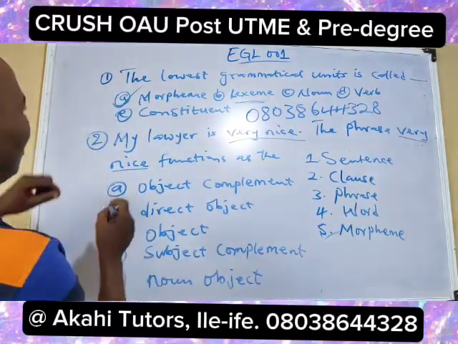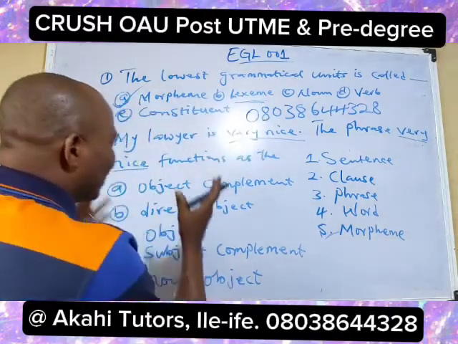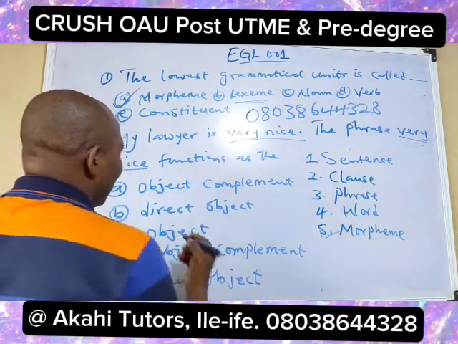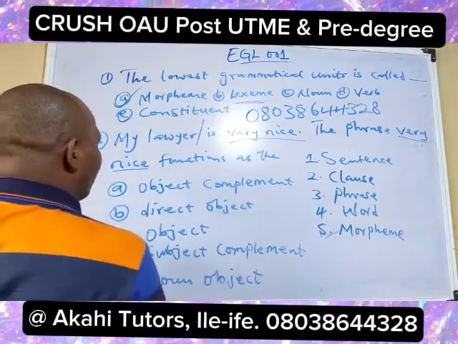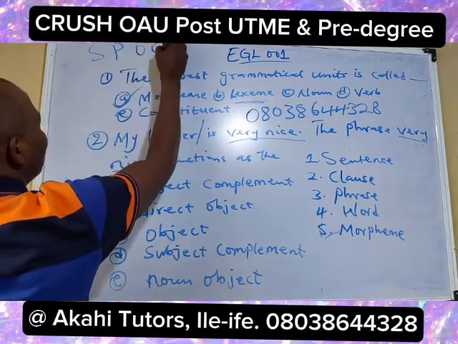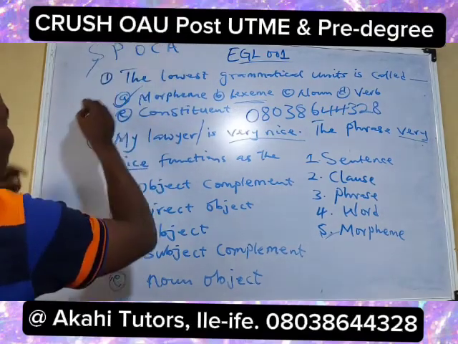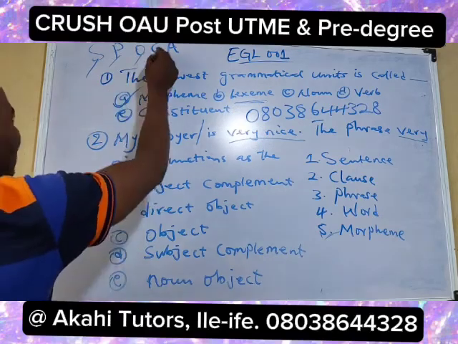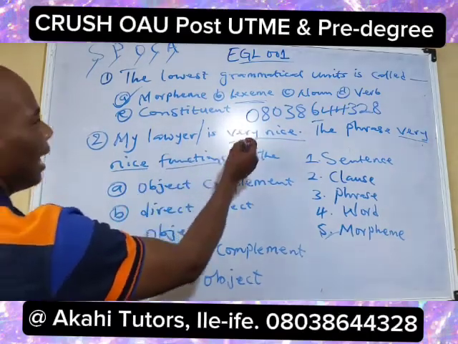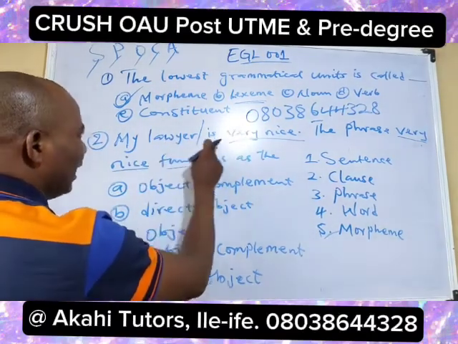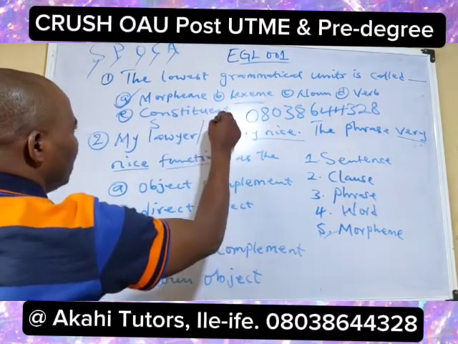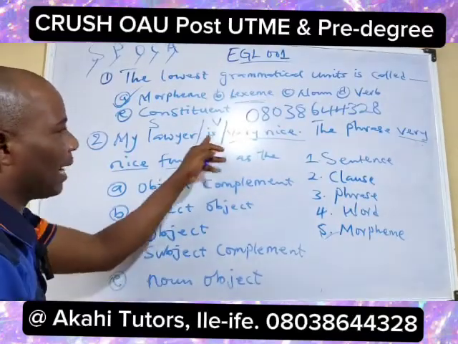Now, this expression requires our understanding of sentence analysis. What do we mean by sentence analysis? At sentence analysis level, you understand the basic SPOCA structure. This is the subject, the verb, the object, the complement, and the adjunct. Now, they say it functions as what? My lawyer is very nice. My lawyer is the subject of the verb is. So this is the verb, otherwise known as the predicator.